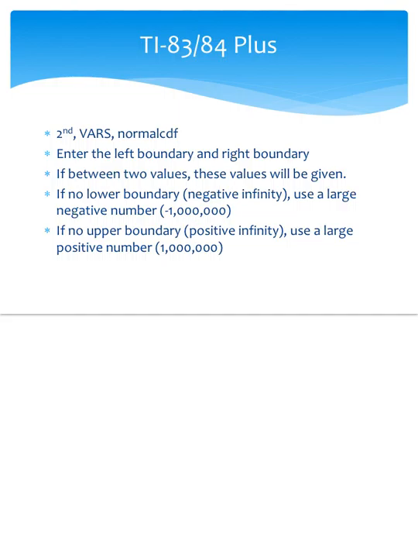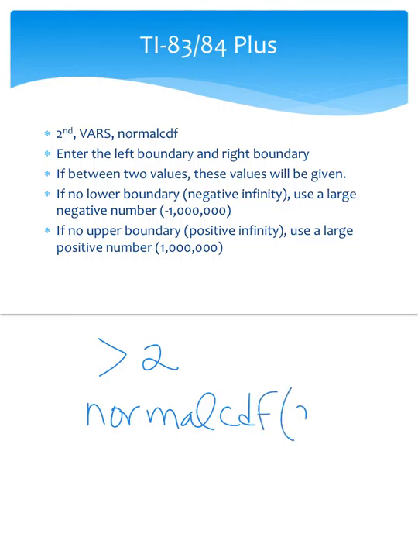If there's no lower boundary, so I'm looking to the left of a number and it goes to -infinity, use a very large negative number as your left boundary, like -1 million. And likewise, if there's no upper boundary, so if I'm trying to find the probability that something is greater than 2, I'll do normal CDF, I'll enter 2, and then I'll enter a really large positive number, like 1,000,000. And it'll give me a close enough approximation for that area.